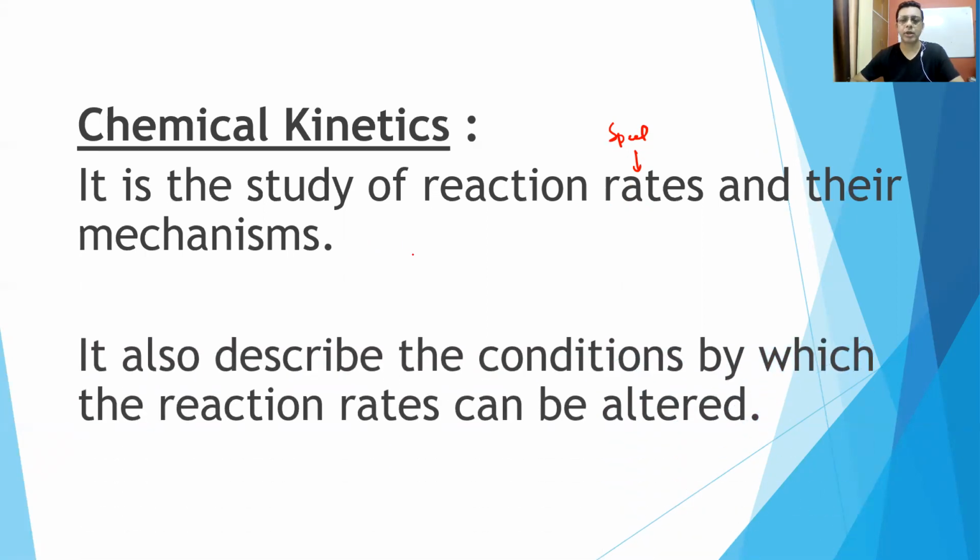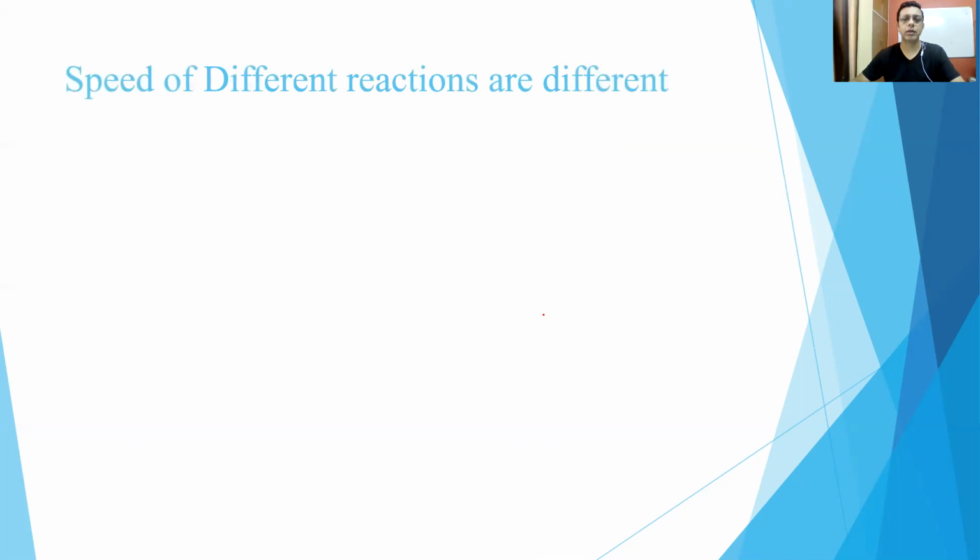Then it will describe the conditions by which the rate of the chemical reaction can be altered, like temperature, pressure, catalyst, and reactant concentration, by which the speed of the chemical reaction can be increased or decreased. Let us define different types of reactions. In terms of speed, the reactions can be divided into three types.